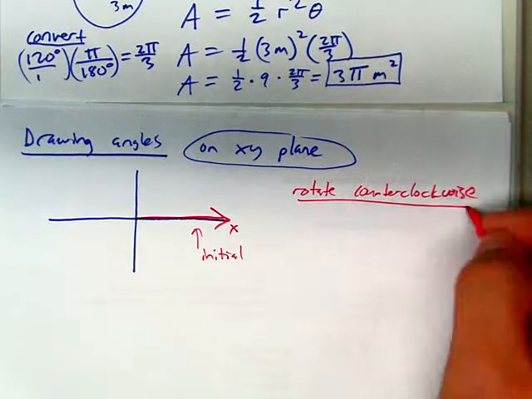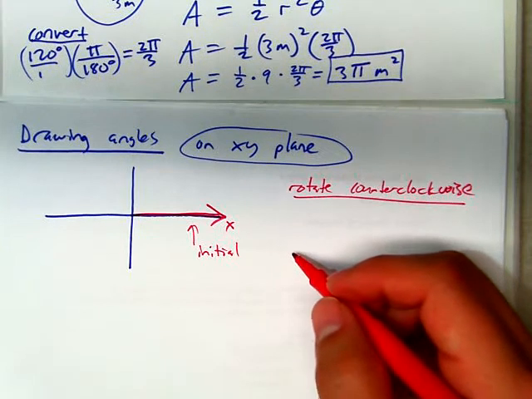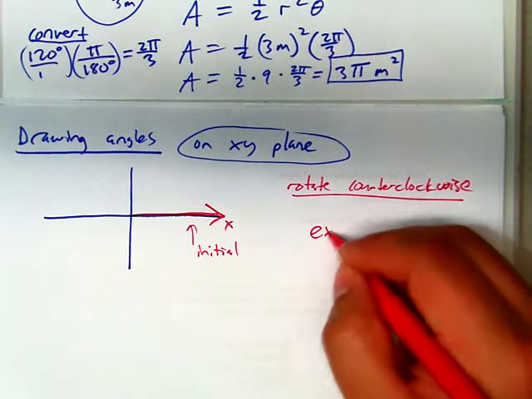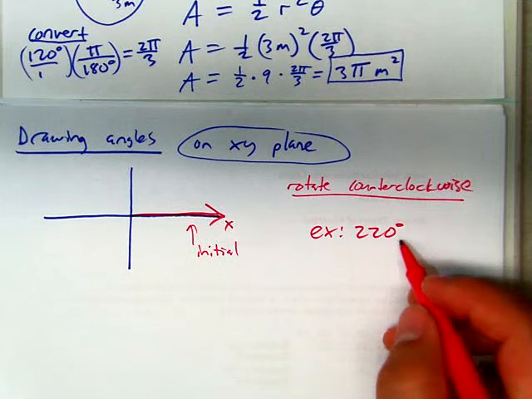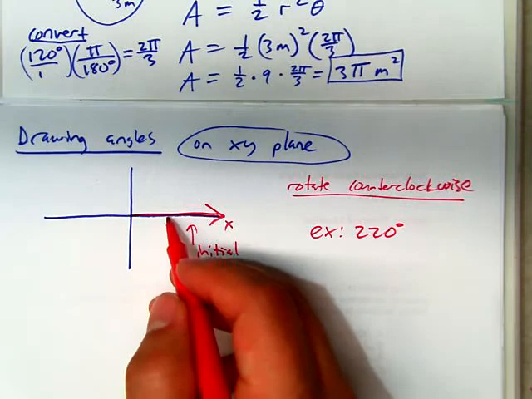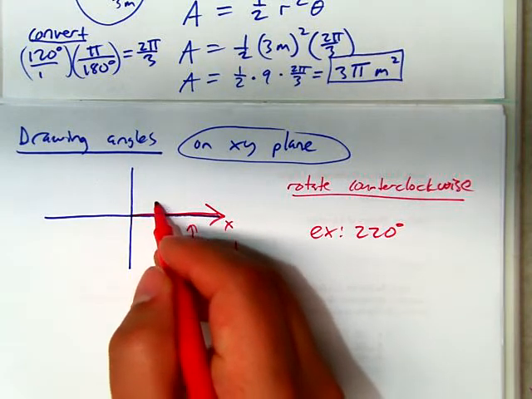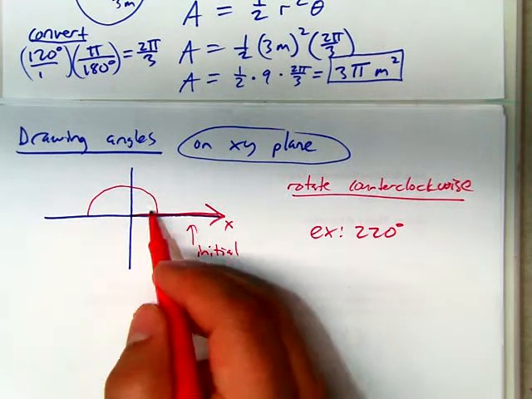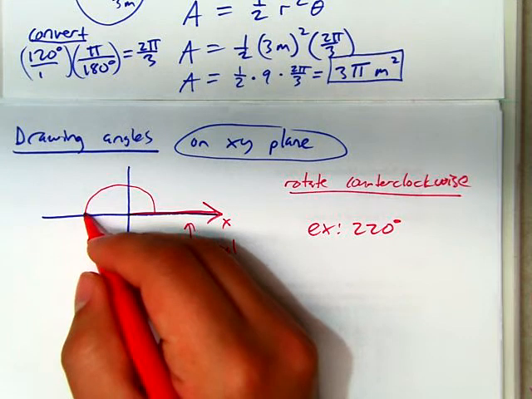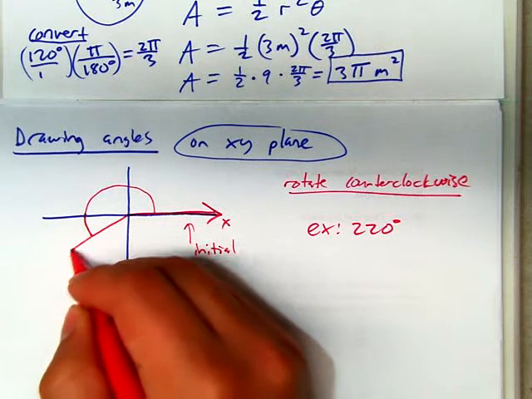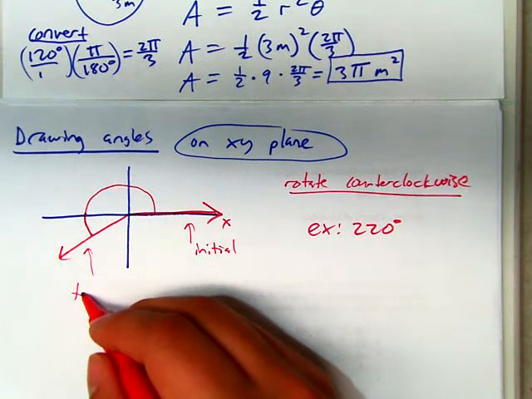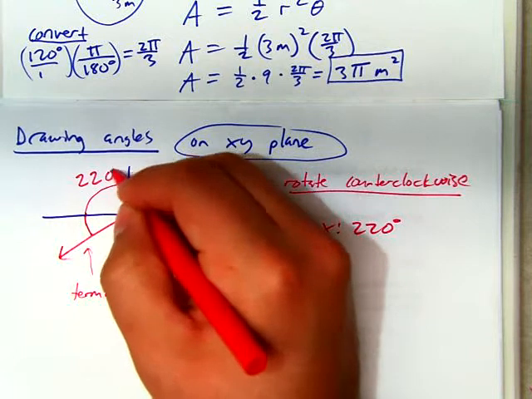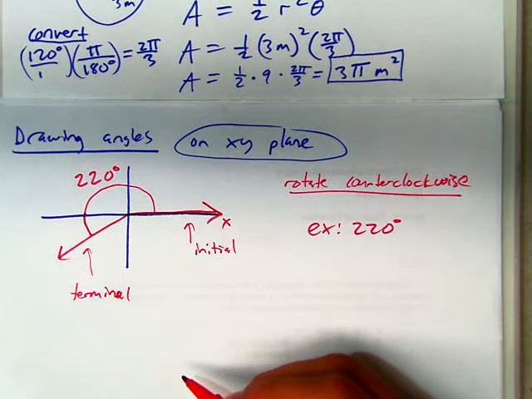Whenever you see an angle, like let's say, for example, 220 degrees, you're going to start right here, rotate counterclockwise, and just estimate. For instance, right here is 180 because that completes the line. So I'm going to go about 40 degrees more, and then we draw what we call the terminal part of the angle. So this angle here is 220 degrees.